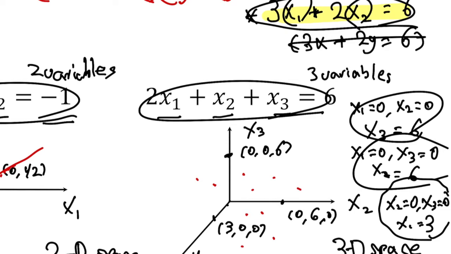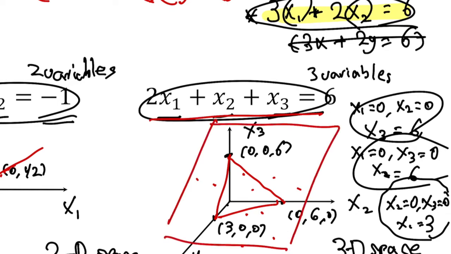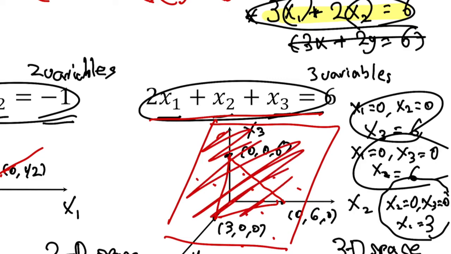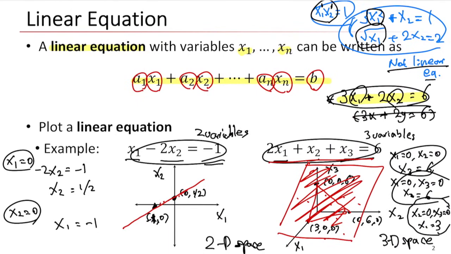But in the three variable case, the points that satisfy this linear equation lie on this surface, like this. So comparing to the two variable case, the three variable case generates a single surface like this. Okay, so this is a linear equation.